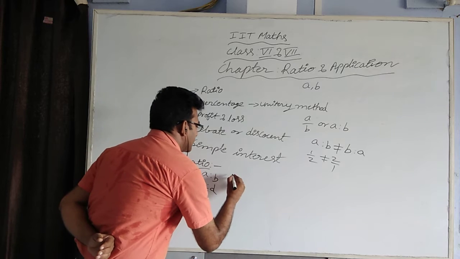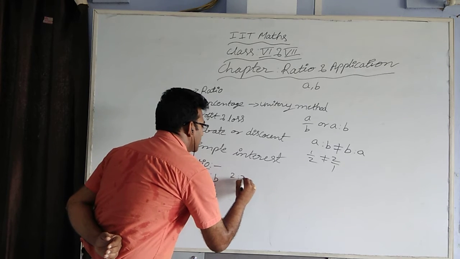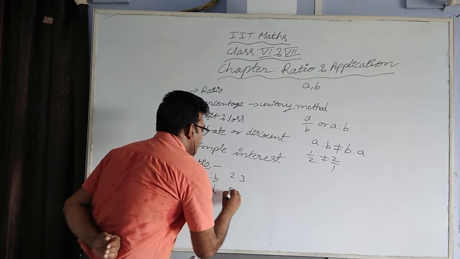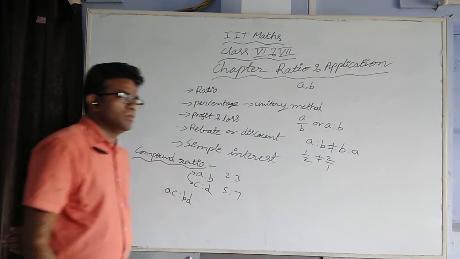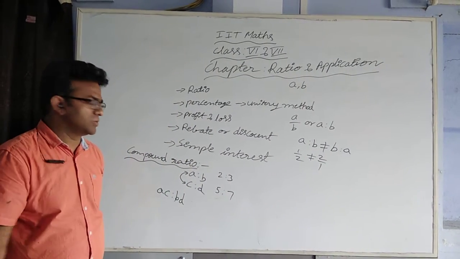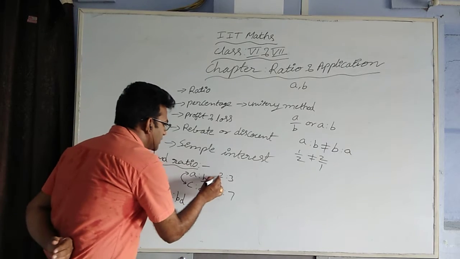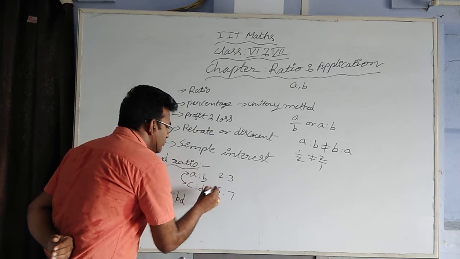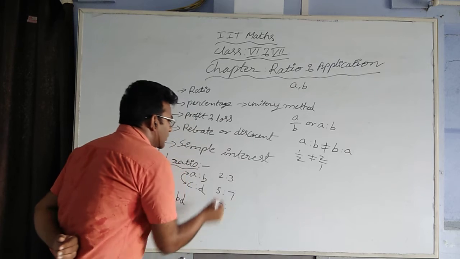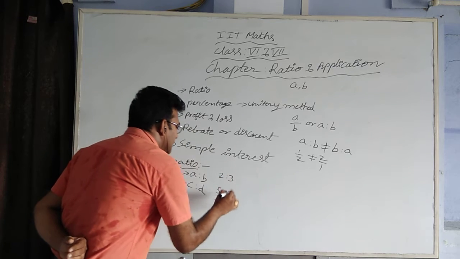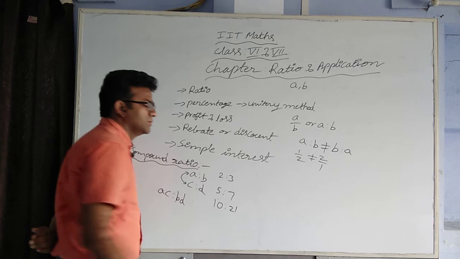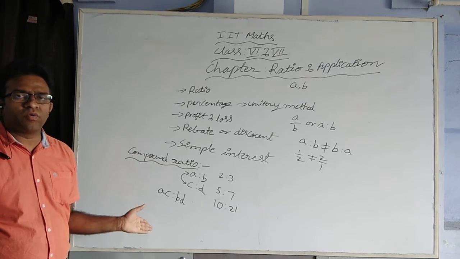We are going to take one example, 2 is to 3, 5 is to 7. If there are two ratios, what is the compound ratio of these two ratios? The product of antecedents, 2 into 5, is 10. The product of consequents, 3 into 7, is 21. So this is called compound ratio.